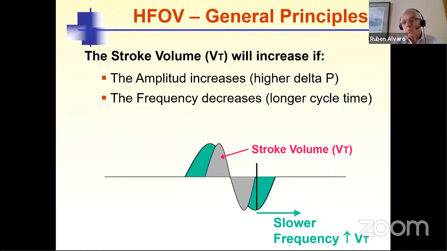So this is different than what you see in the conventional ventilator and also the jet, as we're going to explain later. In conventional ventilation, you decrease the frequency, your minute ventilation goes down. During high frequency oscillation, you decrease the frequency, your minute ventilation goes up because the tidal volume gets greater, and because tidal volume has much more influence on minute ventilation than frequency, the overall change in minute ventilation is going up. So it's the opposite direction when you lower the frequency, okay?